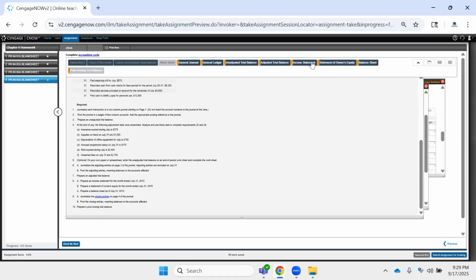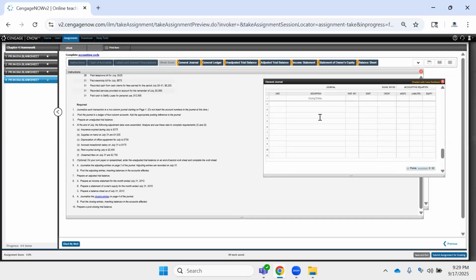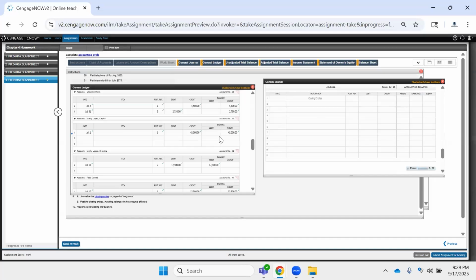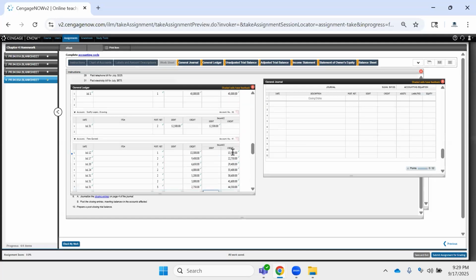So we have page 4 of our general journal in order to do this. And what we have to do is close out all of our temporary accounts. We're going to have one for our revenues and expenses and our net income. We have to close that out to owner's equity. And then we also have to close out our drawing account to owner's equity.